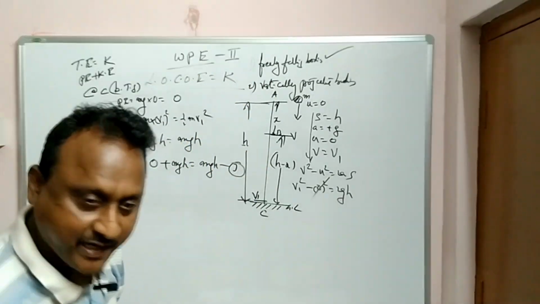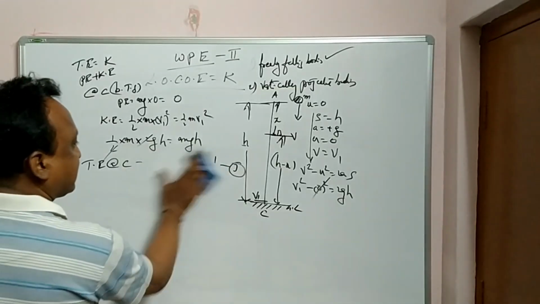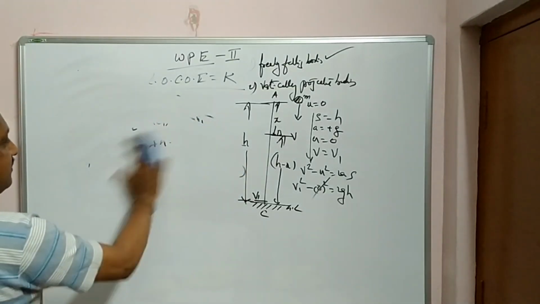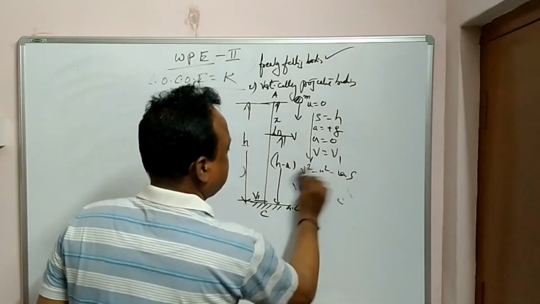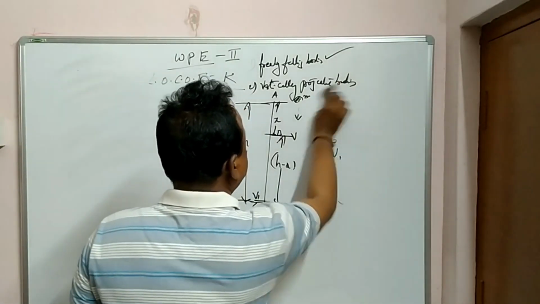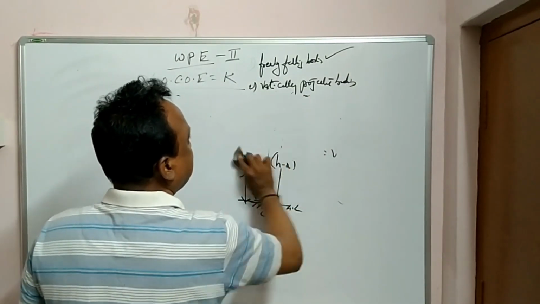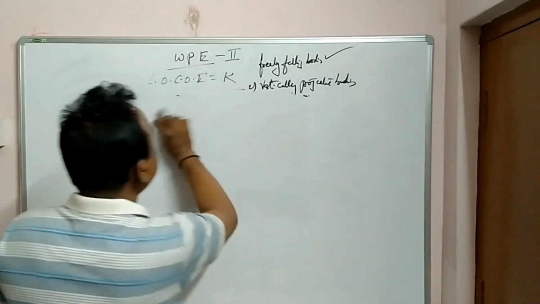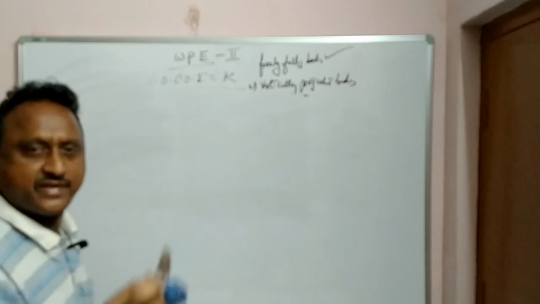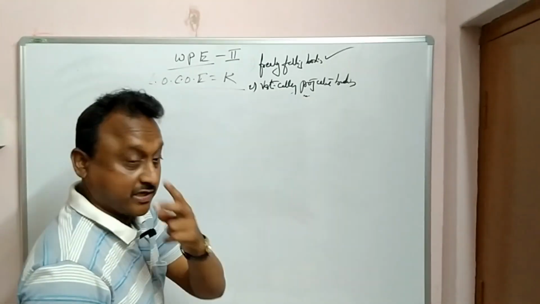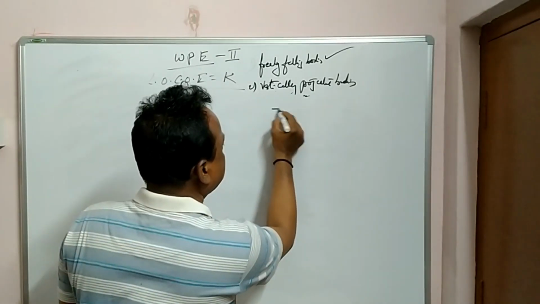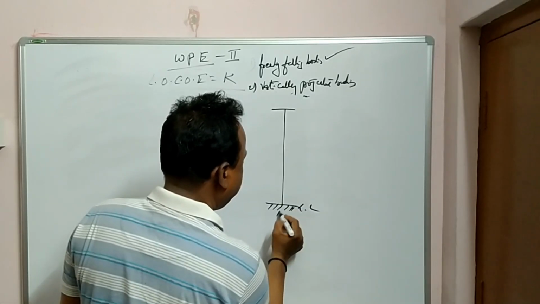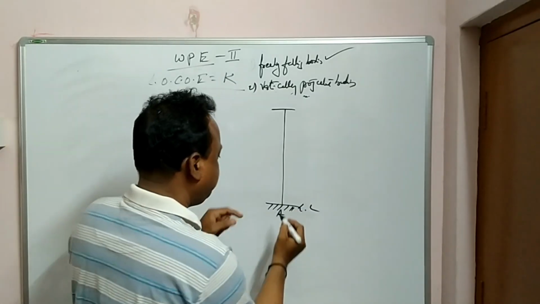Now let us go to the next case, that is vertically projected bodies. Okay, please copy it. Now the same thing, I'll interchange. That means the same law of conservation of energy will be proved for vertically projected bodies. Okay, let's see. Same ground level, let this point be A.